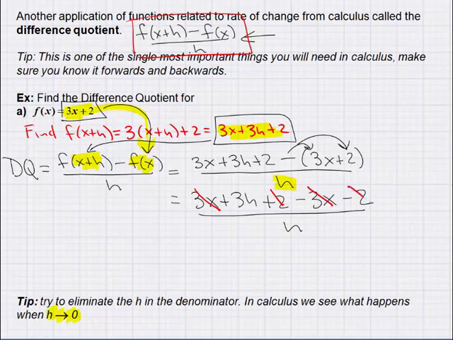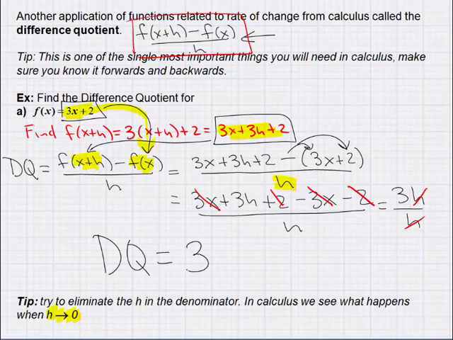This plus 2 and this minus 2 will cancel. And I end up with 3h over h. Well, guess what? Those h's cancel. So what do I have? I have that my difference quotient equals 3.